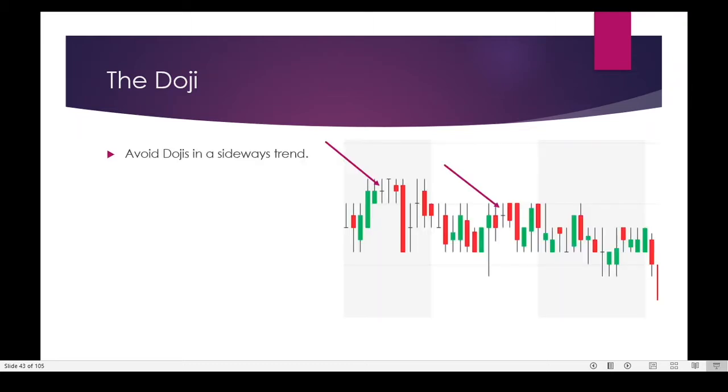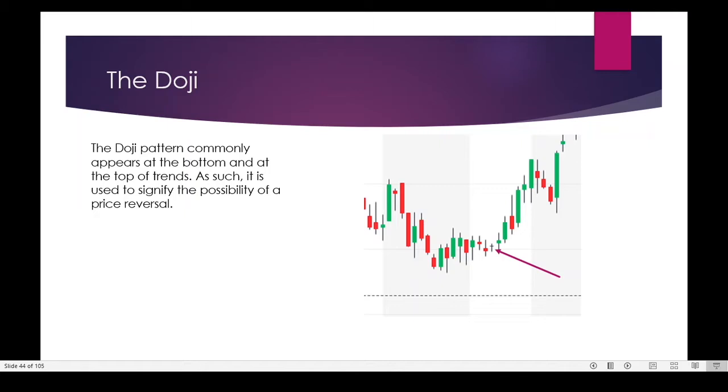All right. Now, again, when we're trading, we always want to avoid these dojis that are in a sideways trend. As you'll see on the chart here, there are many different dojis, but there's a lot of sideways trading. So we just want to simply avoid those and not make the mistake of jumping in blind, and potentially losing out on our money.